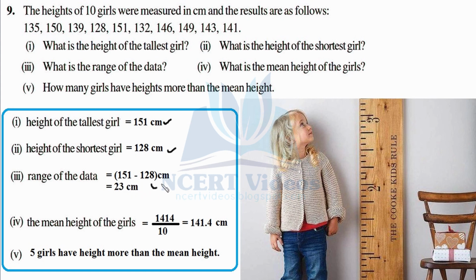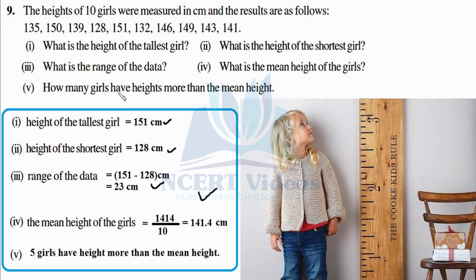That's simple maths. Now fourth, what is the mean height of the girls? Mean again means average. So you add all the observations and divide by the total number of observations. So these are 10 girls. You divide by 10. When you add them up, it gives you 1414. Now you have learned in your previous chapter decimal representation. You count the number of zeros, it is 1 in this case, and put the point after 1 digit towards the left hand side. So 141.4 centimeter is the mean height of the girls.